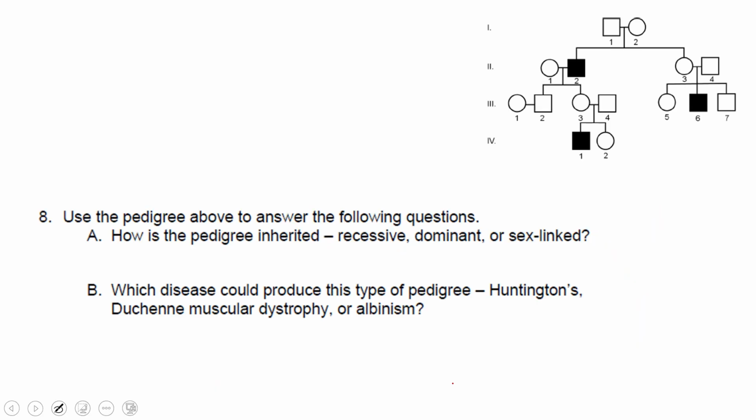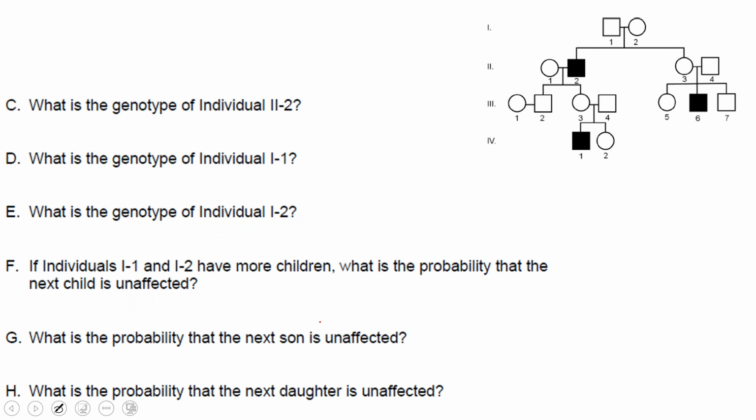Use the pedigree to answer the following questions. How is it inherited? It is skipping generations. That tells us it's recessive. But it also is only affecting males, not females. So that means not only is it recessive, it is sex-linked recessive. Muscular dystrophy was our example of a problem that worked that way in a sex-linked condition. So did color blindness and hemophilia. They work that way too.